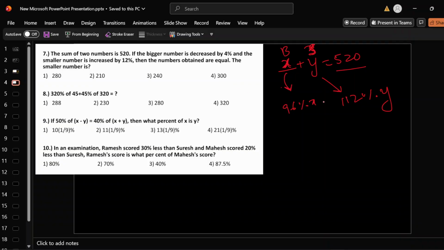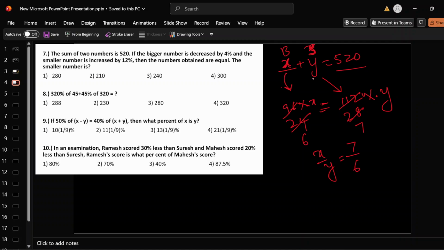Then the two numbers obtained are equal. That means he has given that these two numbers are equal. From this we can get the ratio of x and y. Here the percent signs get cancelled, and 4 twos are 8, 4 sevens are 28. x by y equals 7 by 6, right?